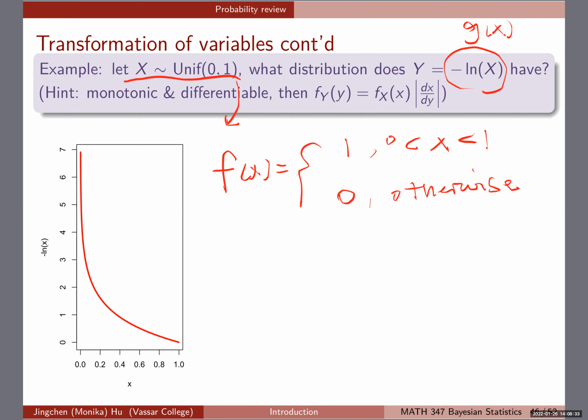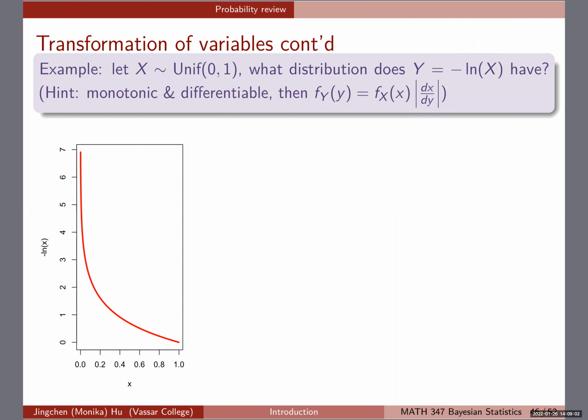Nevertheless, for us, we have this g(x) function to be negative ln x, okay? So that's the g(x) function. As we know, in order to use this formula, we need to have dx over dy, meaning that we need to find the g inverse function, which is x in terms of y. And then you're able to take the dx over dy, and then you can plug it into your expression. So with that in mind, let me show you.